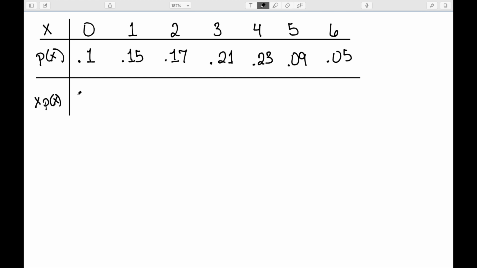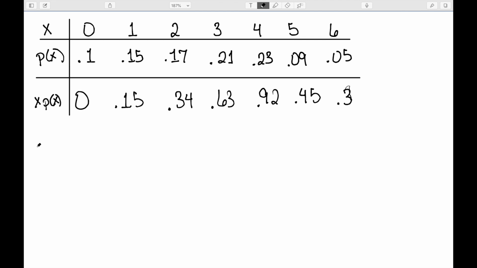I'm going to multiply down. 0 times 0.1 is 0. 1 times 0.15 is 0.15. 2 times 0.17 is 0.34. 3 times 0.21 is 0.63. 4 times 0.23 is 0.92. 5 times 0.09 is 0.45, and 6 times 0.05 is 0.3.